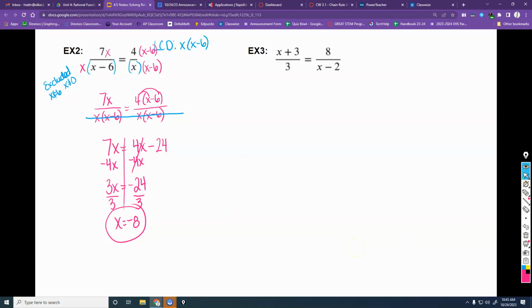Okay. We're going to get our least common denominator together, and then you guys are going to try 3. So what should the least common denominator be for number 3? 3 times parentheses x minus 2. Just the two denominators multiplied together. So I want you guys to try 3 on your own.